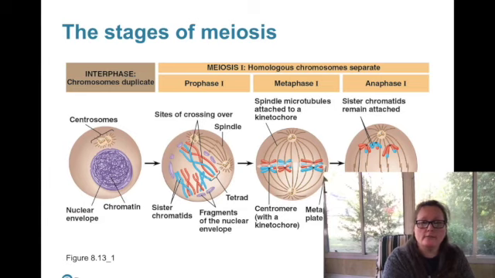Prophase one, crunched up, crossing over. That crossing over is the big key for prophase one. It only ever happens in prophase one. I cannot stress that enough. Metaphase lines up, 50-yard line, just like I was talking about. Anaphase, X's pull to the opposite sides.